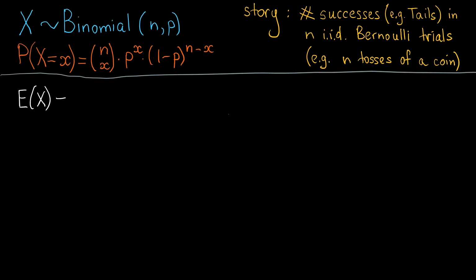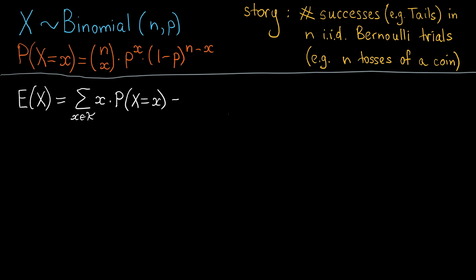By definition, the expected value of a discrete random variable, like our binomial over here, will be the sum of the values that this random variable can take, denoted by lowercase x, times the PMF evaluated at each lowercase x, and the summation needs to go over the entire support of the random variable x.